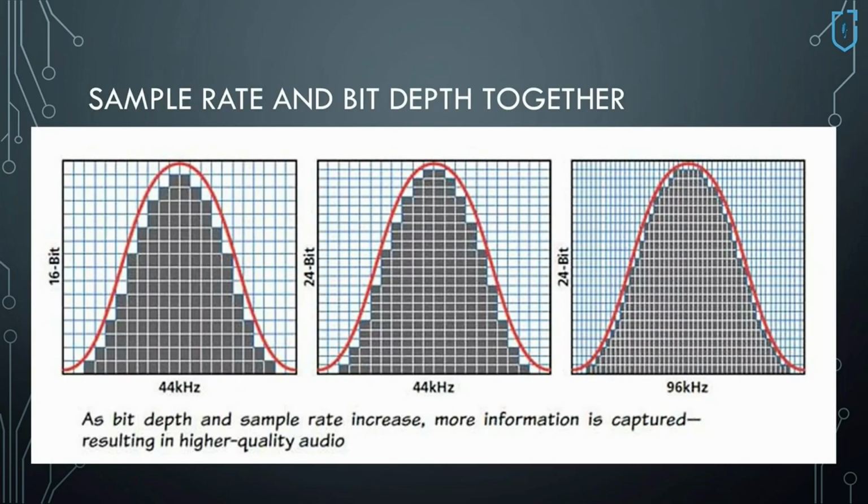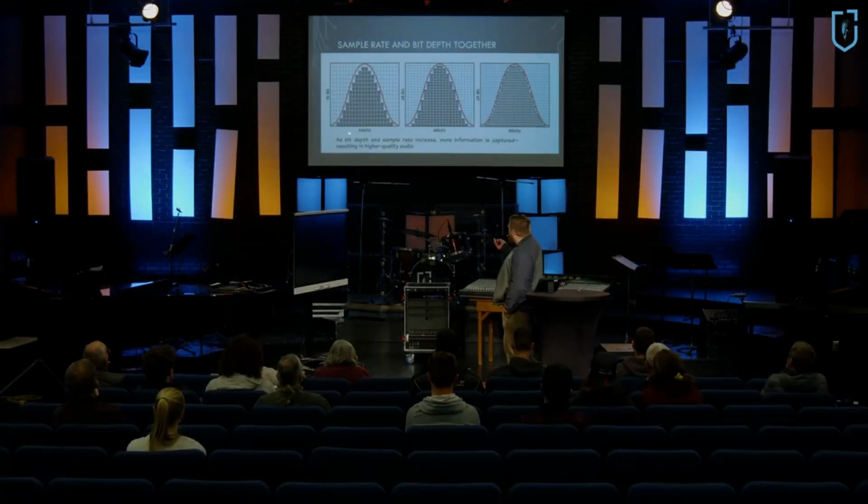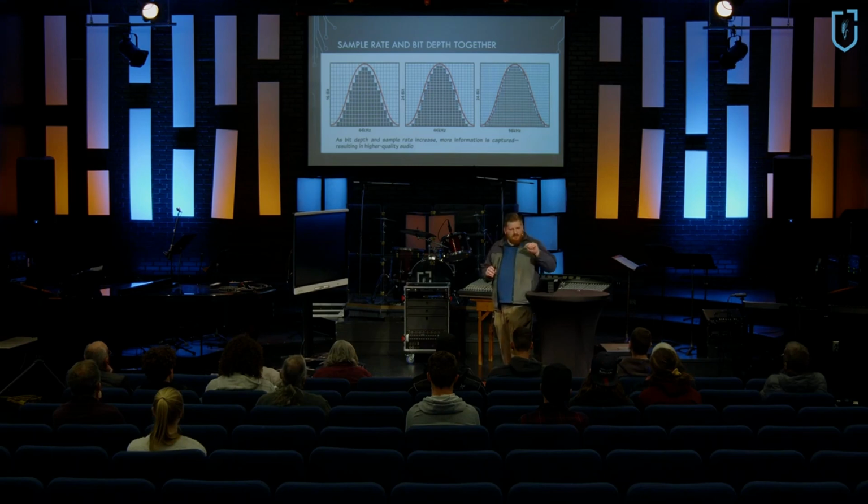And so here they are together. Here we have 16-bit audio with a 44 kilohertz sample rate. There's the actual signal, and this is the digital representation. As you can see, as these numbers go up, those squares get smaller, so it can get more accurate to the waveform.